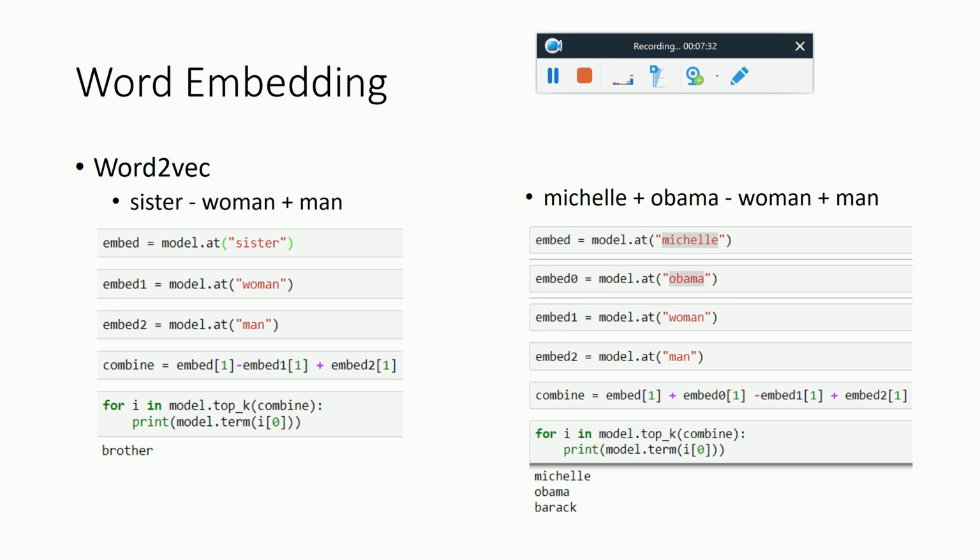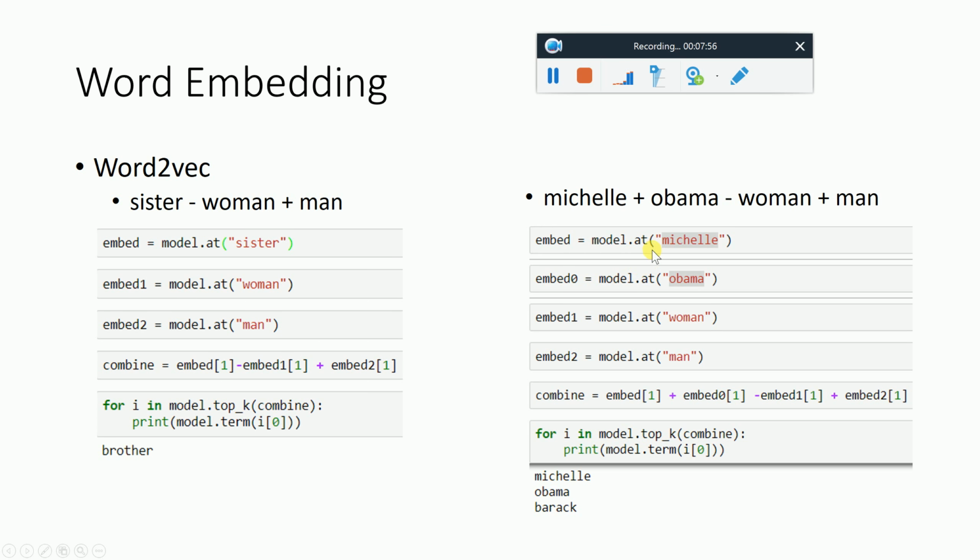So we can play with the data. If we say sister minus woman plus man, you'll find it will return the result of brother. So that's how word2vec is used. It uses the word as a context to find the similarity.